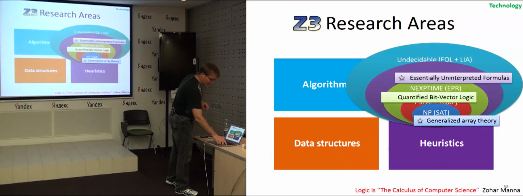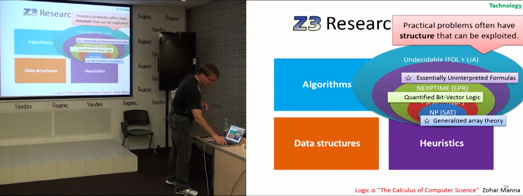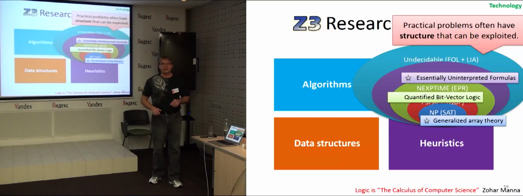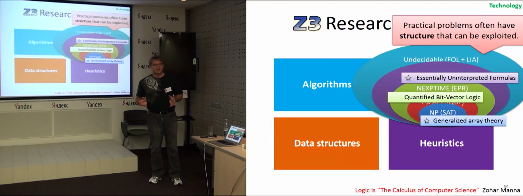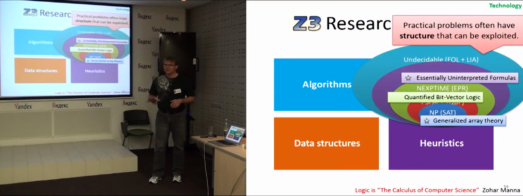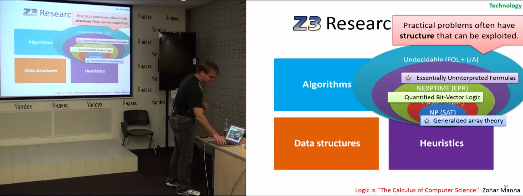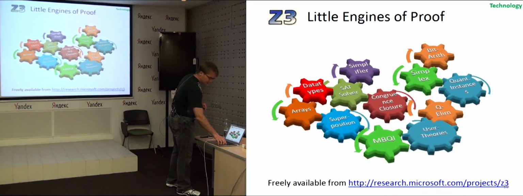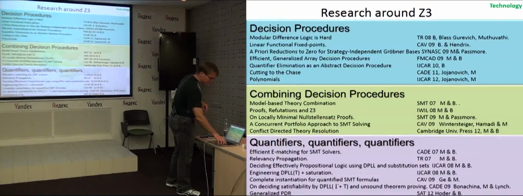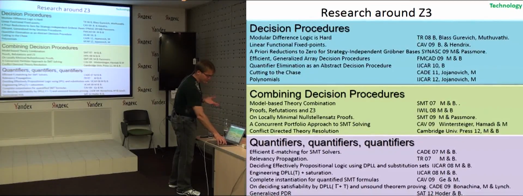And then the highlight here is that we're not interested in solving random formulas. We solve formulas that come from applications, and these often have structure that can be exploited. This is very much the name of the game in the SMT area. These are three concepts, little engines of proof. The research around it is on decision procedures, combining decision procedures, and dealing with quantified formulas.